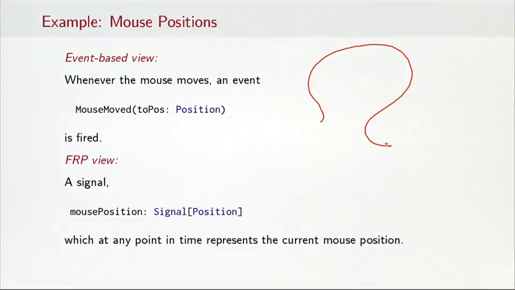So the core idea is that I define a signal, call it mouse position, which is now a signal of position, which at any point in time represents the current mouse position. So it's a function from the domain of time values to this curve. At the initial time value, the position was here, and then it would go progressively until at the final time value, the position was here. That gives me a function from time values to positions.